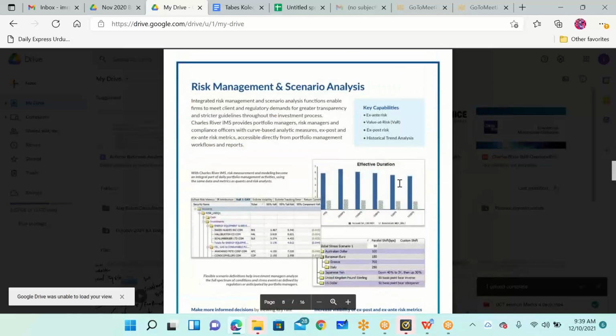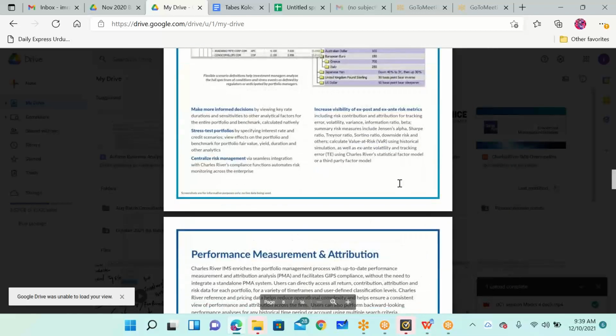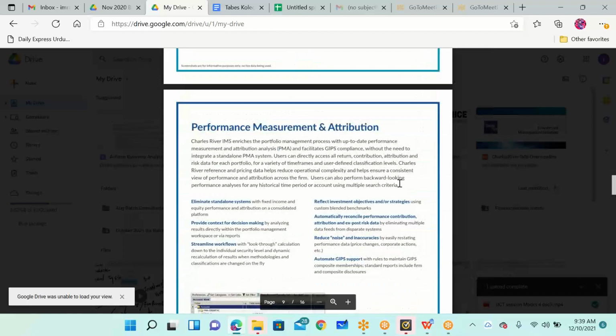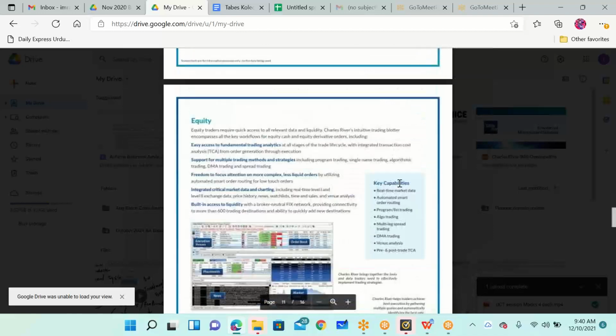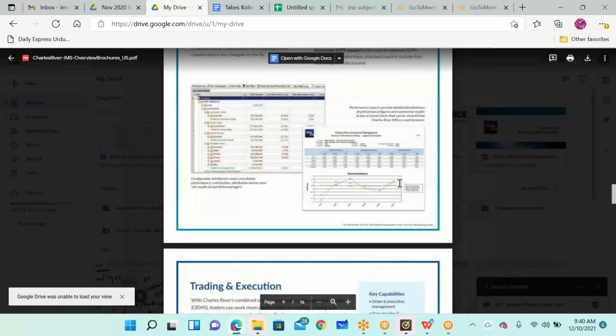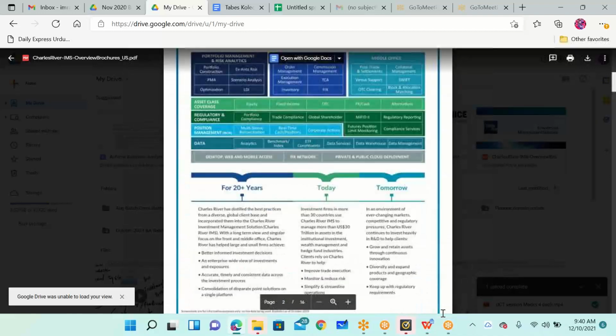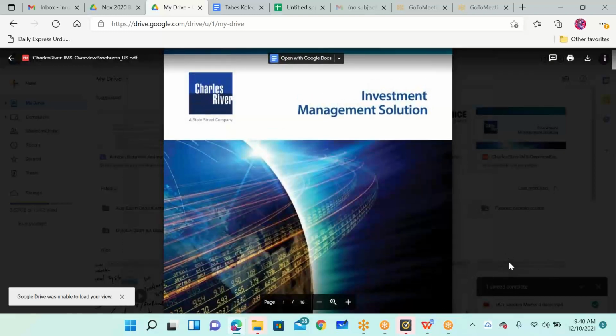Then risk management and scenario analysis. So if you can read performance measure and attribution report, it also tells you the performance of your portfolio, attribution, benchmarking, comparing it with other portfolios, comparing it with outside portfolios. And then, trading and execution can also be done using this. So whatever you can read and figure out that, okay, that can become part of my project, I would like you to use it these 3 days.